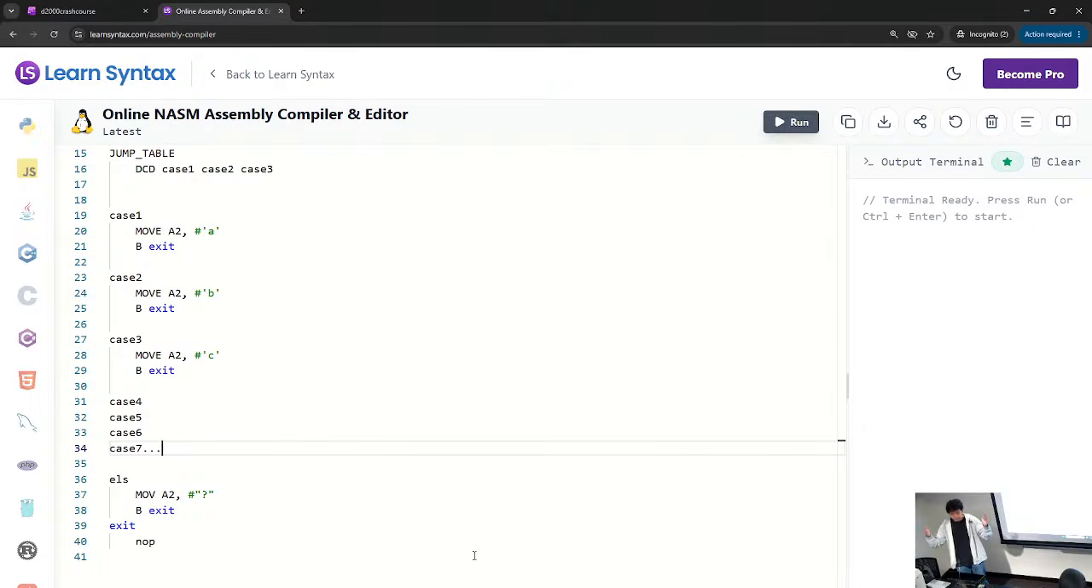All the way up to our maximum case, which, as you can tell, is an issue. So you have to determine whether or not a jump table is suitable for your application.